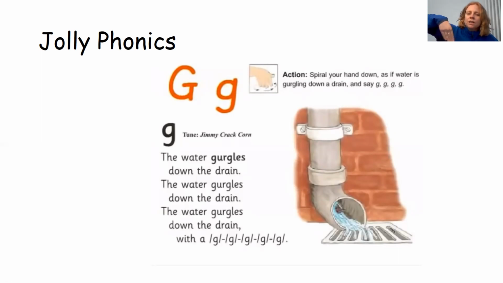The water gurgles down the drain. The water gurgles down the drain. The water gurgles down the drain with a g g g g g.